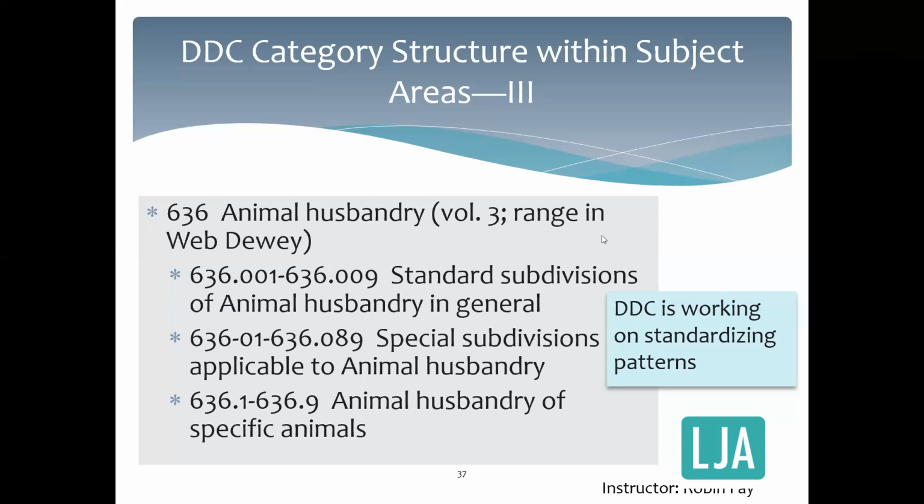When you look in WebDewey, you can type in animal husbandry or 636, whichever works for you. It's volume 3 in the print. Looking at 001 to 009, those are the standard subdivisions. Then 01 to 089 are special subdivisions. And then .1 to .9 is for animal husbandry of specific animals. So they have tweaked this one to be the pattern they're envisioning for the rest of the schedule. Now, there's a lot to do.